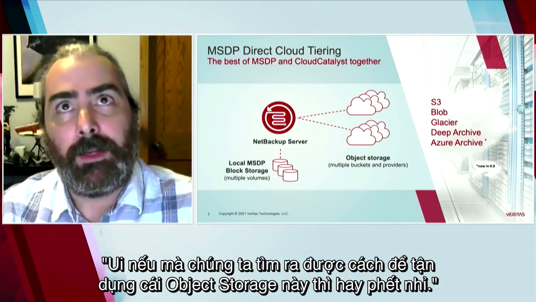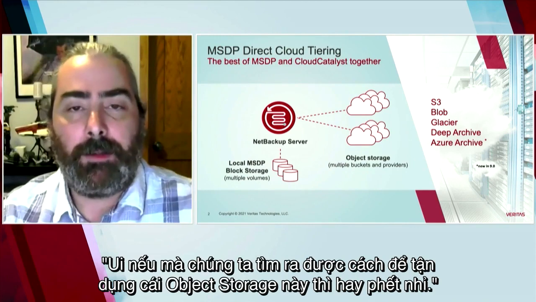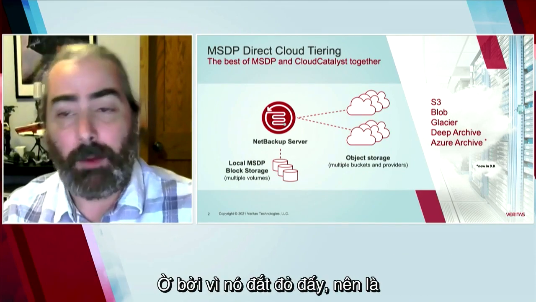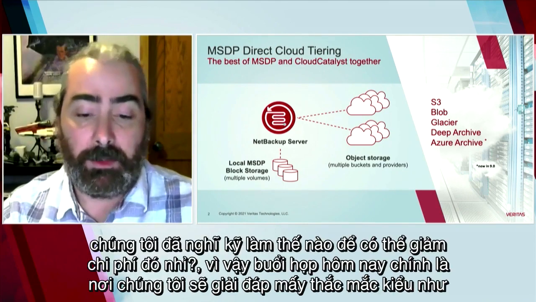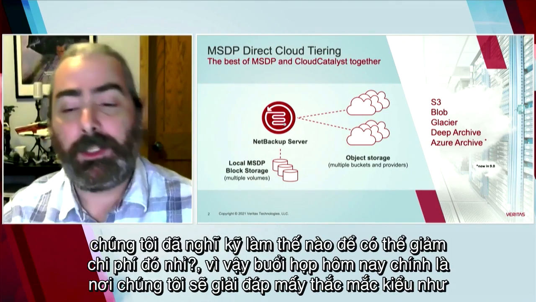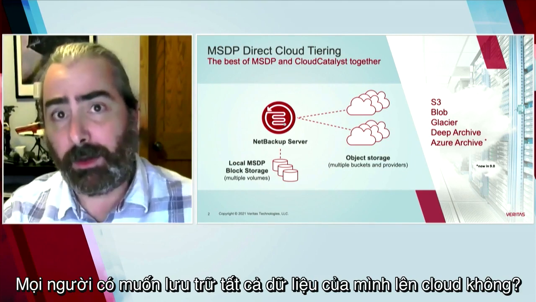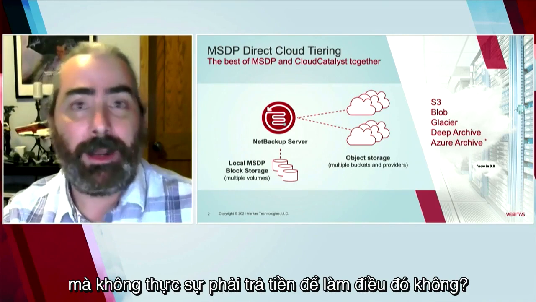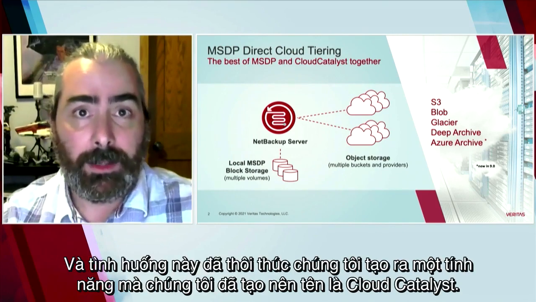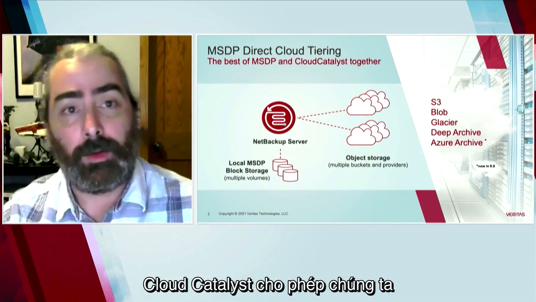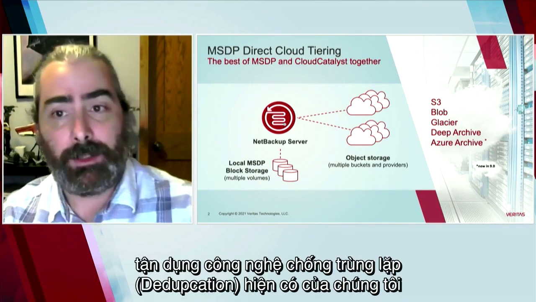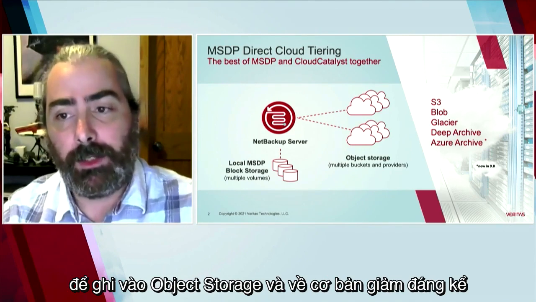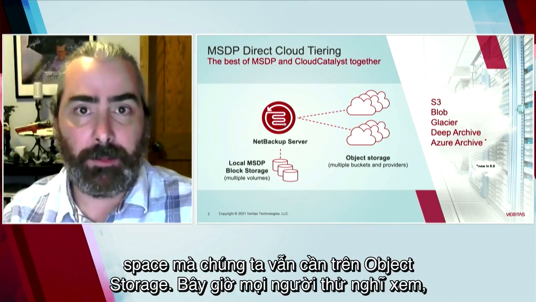So we put our heads together and we thought about it and we said, that would be really cool if we could figure out a way to leverage this object storage. If you don't want to store all your backup data in there, why not? Well, because it's expensive. So we thought, well, how can we reduce that cost? Do you want to put all your data in the cloud? People say, well, no, it's too expensive. We say, well, how would you like to put all your data in the cloud and not actually have to pay to put all your data in the cloud? And that led to a feature that we've had for a little bit called Cloud Catalyst. Cloud Catalyst allowed us to leverage our existing deduplication technology to write to object storage and essentially dramatically reduce the amount of space we take up on our object storage.